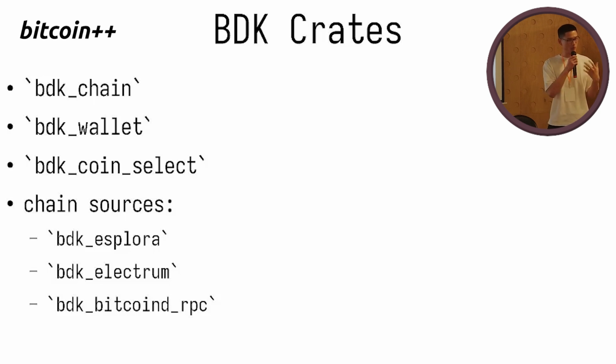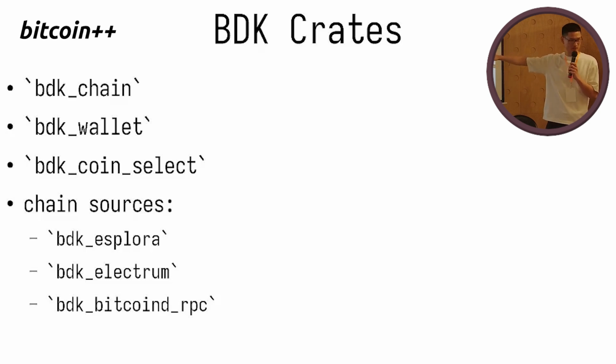So BDK is very modular. We split things up into different components, so you use what you need. The first thing is BDK chain. This is our core structure for indexing and downloading blockchain data. So basically transactions. From the data you get, we extrapolate the UTXOs that are relevant to the BDK wallet. So BDK chain is a bit more low-level. But if you want something easy to use, you would use BDK wallet. And BDK wallet is built on BDK chain.